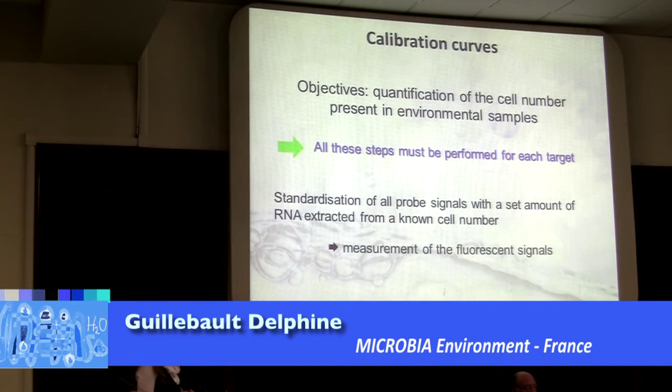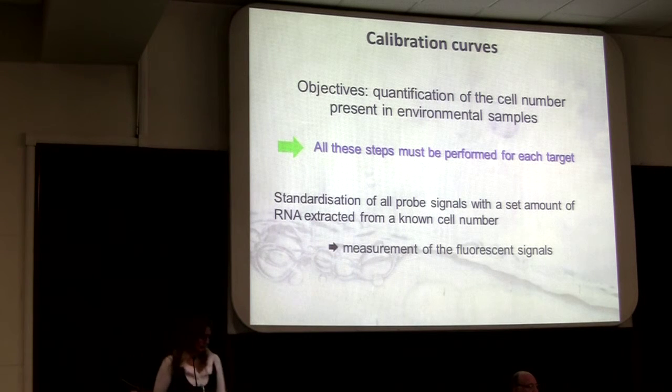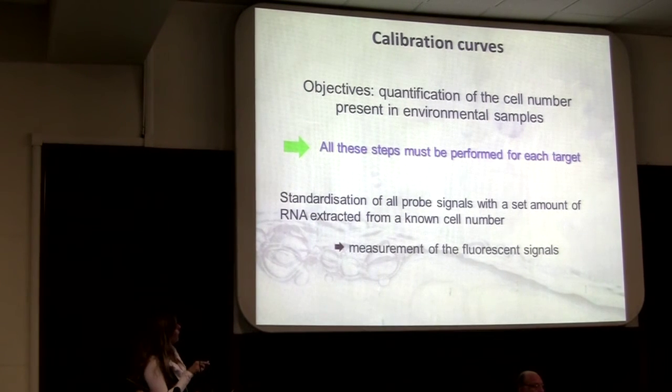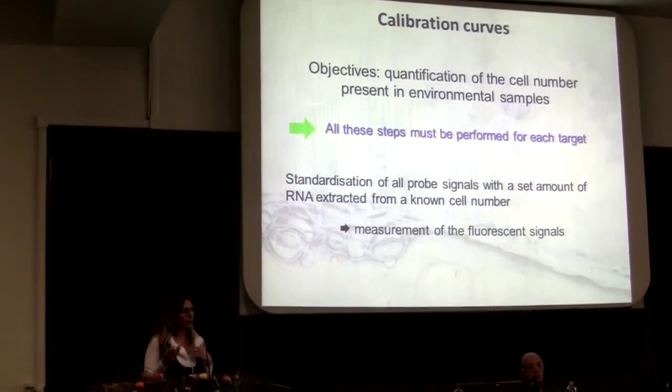One objective of the project was to identify and characterize the microorganisms, but also to quantify the cell number present, because you're dealing with pathogenic and toxic organisms, so you want to know how many there are, and whether there are too many, to give the alert, or not enough, to not act. So in the same way as the probe design, you need to do the calibration curve for every target. I will explain briefly how it works, and I will show you some examples which maybe will help you understand better.